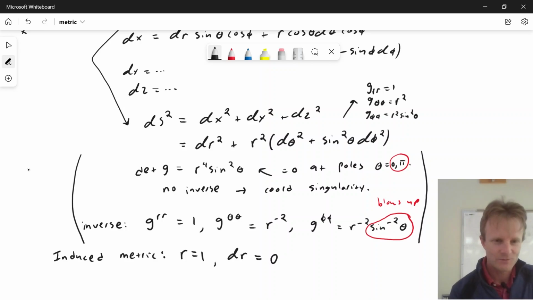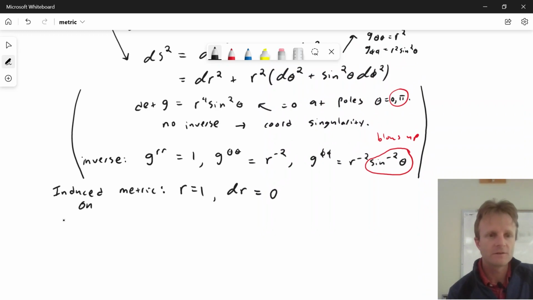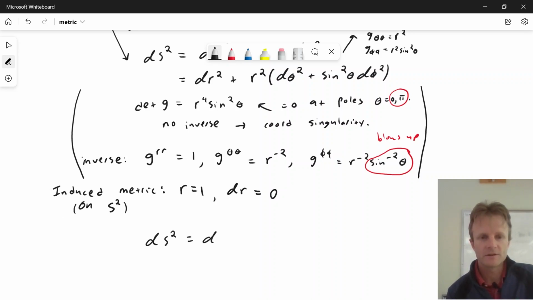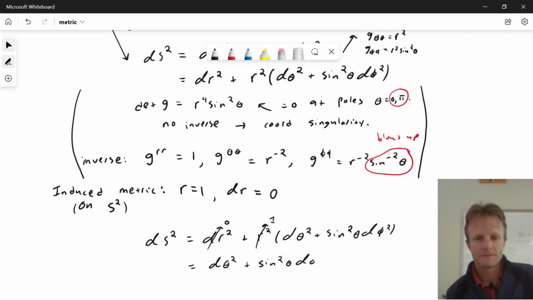And so if we do that, then we will find the induced metric. This is on the sphere. We just take our expression, ds squared equals dr squared, where dr is 0, and r squared, that's 1, d theta squared plus sine squared theta d phi squared. So the metric on the unit sphere is just d theta squared plus sine squared theta d phi squared.